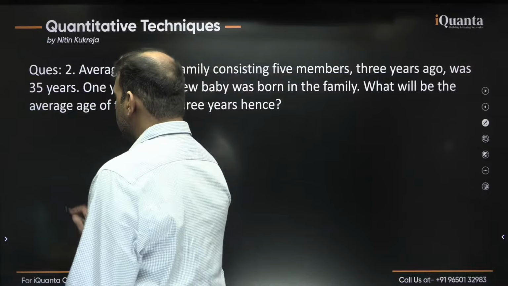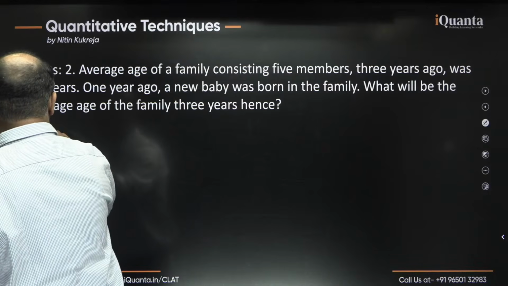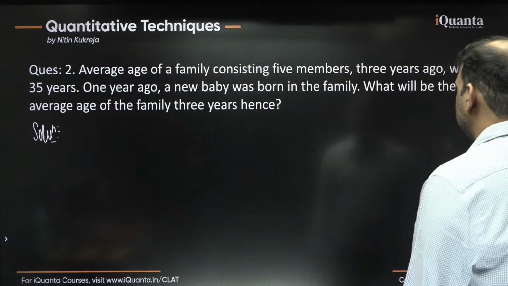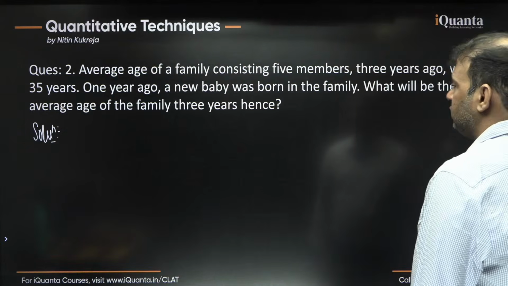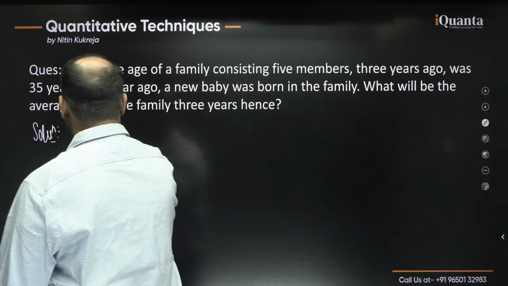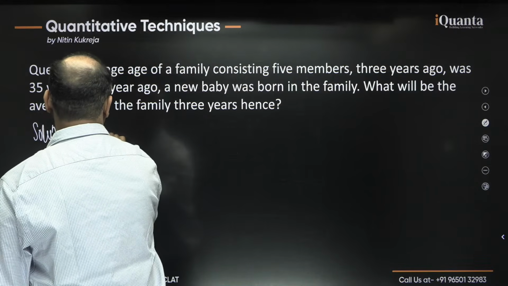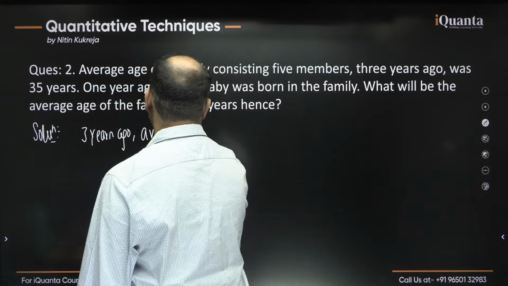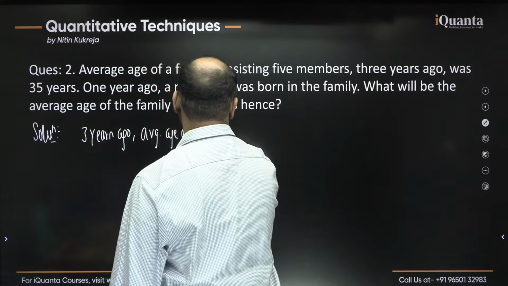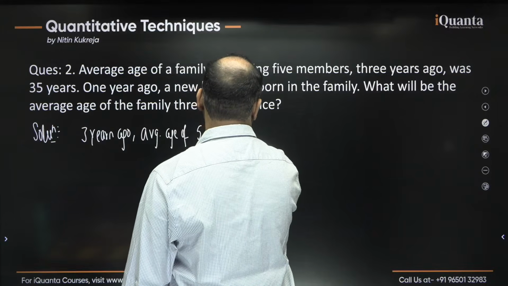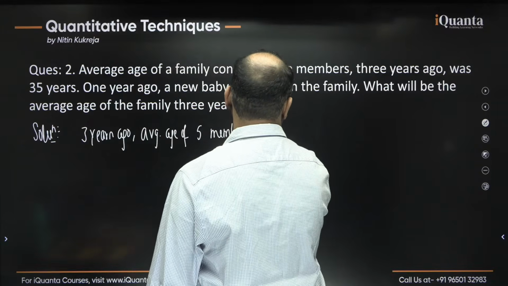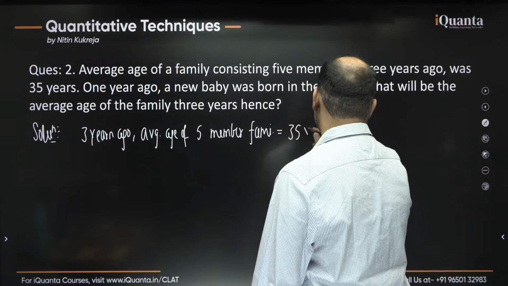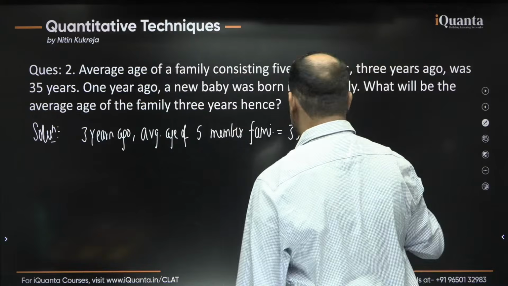So what we can do, guys, let me tell you the strategy of doing this. The question says the average age of the family of 5 members 3 years ago was 35. Let me write everything one by one. So 3 years ago, the average age of the 5-member family is equal to 35 years. We can just say that, right?